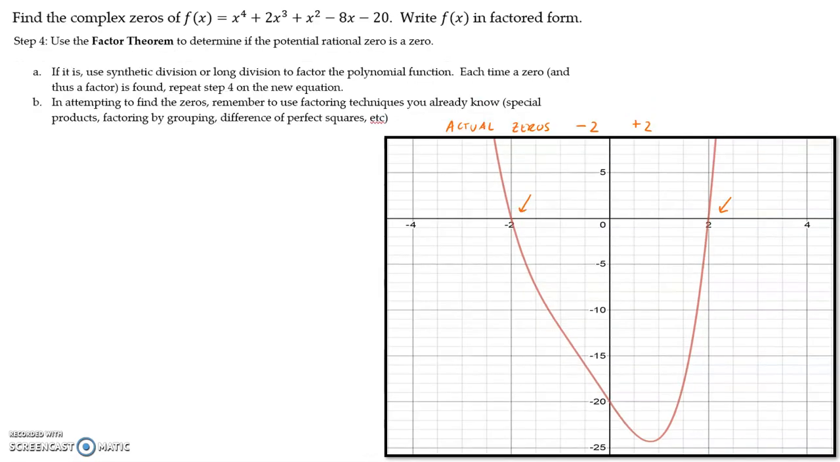Once we've identified some of our actual zeros, we can go ahead and start running these through synthetic division. So let's go ahead and set that up. Our polynomial is already in descending order, and we're not missing any terms. So our coefficients here are 1, 2, 1, -8, and -20. And I'm going to go ahead and run the +2 through synthetic division as my first zero.